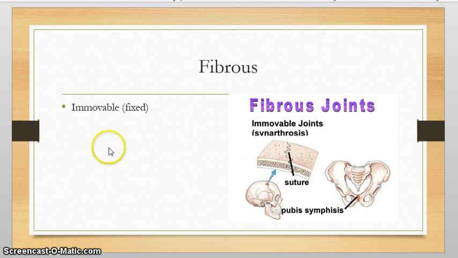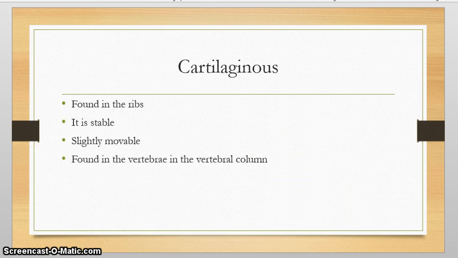Next one is cartilaginous. It is found in the ribs, where they can be split into primary and secondary cartilaginous joints.